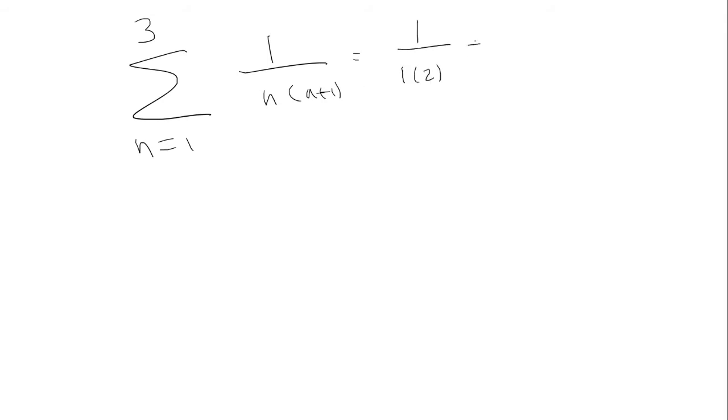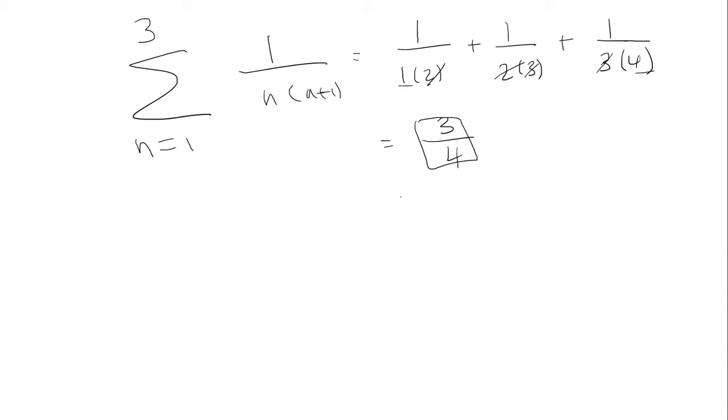Now let's apply this to an actual series. So let's say I have the sum from n equals 1 to 3 of 1 over n times n plus 1. So this is the form where we can apply the shortcut, because if I let n equals 1, I get 1 times 2. If n is 2, it's 2 times 3. If I let n equal 3, it's 3 times 4. Okay. So now I can cancel out the 2's and the 3's. There are 3 total fractions, and then we just multiply 1 with 4 to get 4. So our sum is 3 over 4.